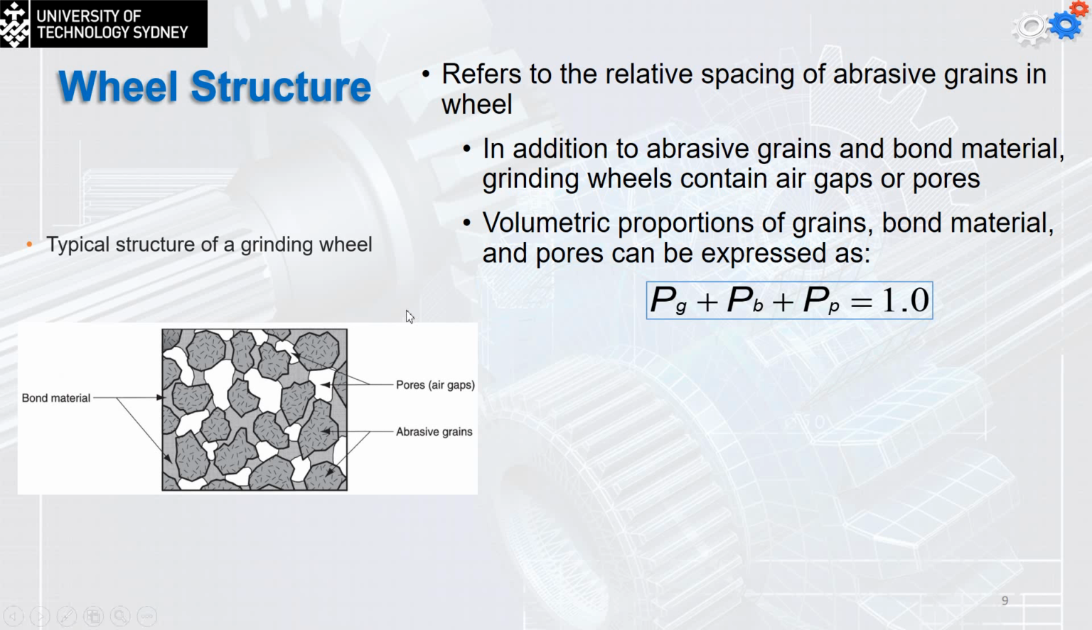Okay, so this is a typical structure of the grinding wheel. As we said here, we have the bonding material, the gray, the particles, and the porous air gaps in the middle. That's the volume, 100% or 1. So the fraction of each part is going to make up the final volume.